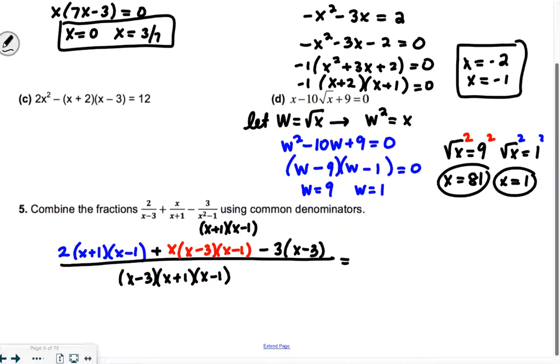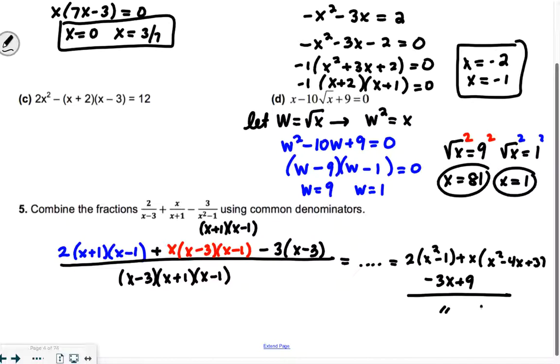All right, and then we would just simplify all this out. Okay, so I'm going to kind of do this speedily. You know how to do this, right? So we're going to get 2 times x squared minus 1 plus x times x squared minus 4x plus 3 minus 3, I keep wanting to make that a plus, minus 3x plus 9. And it's all over that denominator, which I'll just write as little quote marks until the end.